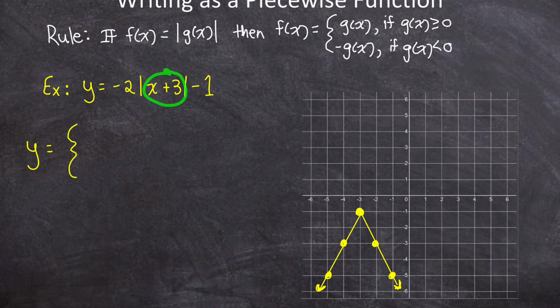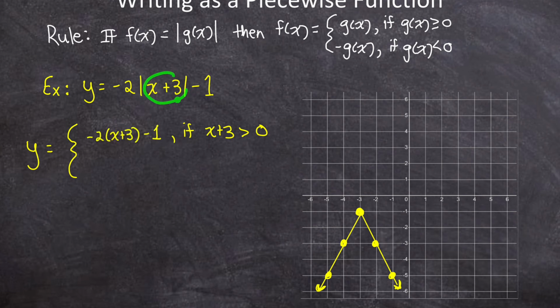If x plus 3 is positive, when we take its absolute value, it's going to stay exactly the same. So if this x plus 3 is positive, the absolute value of x plus 3 is just x plus 3. So I could rewrite this function. I could change the absolute value of x plus 3 to just x plus 3.